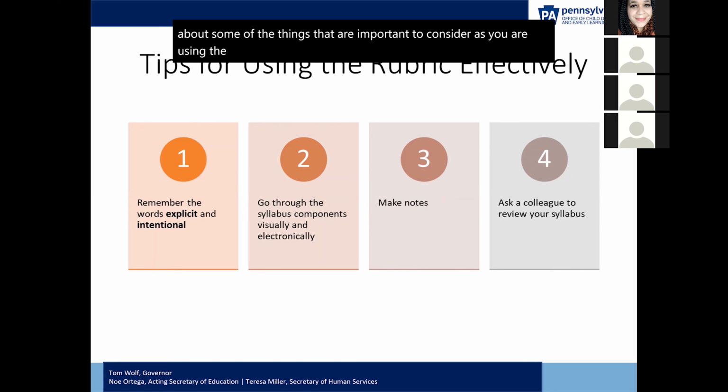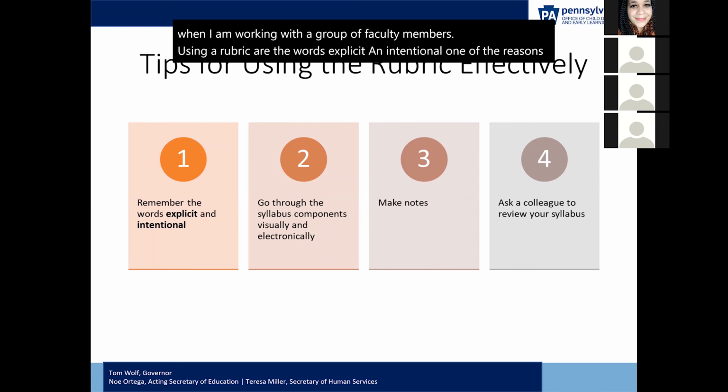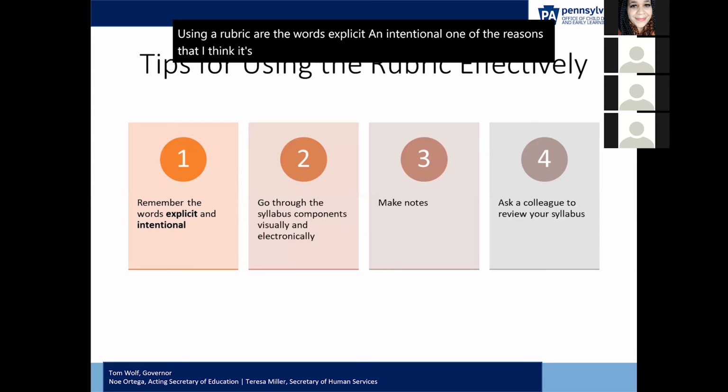So words that I find myself using consistently when I am working with a group of faculty members using a rubric are the words explicit and intentional. One of the reasons that I think it's wisest for someone else to review your syllabus and you to review theirs is because often if we review our own, we may not see the words that tell us that we included emphasis on inclusion in children with disabilities, but we remember that we always talk about that in week 4 of the course. That's not explicit.